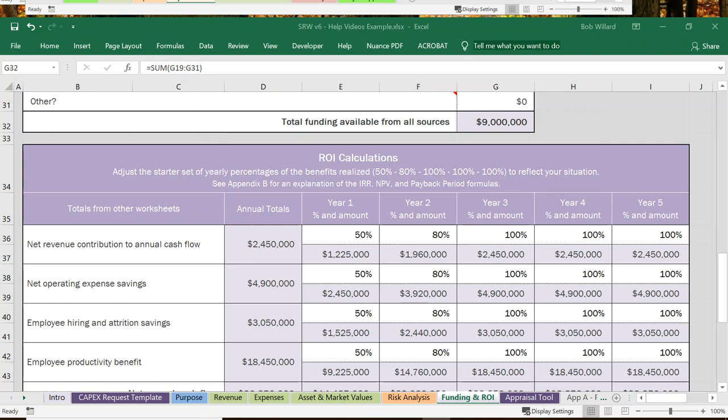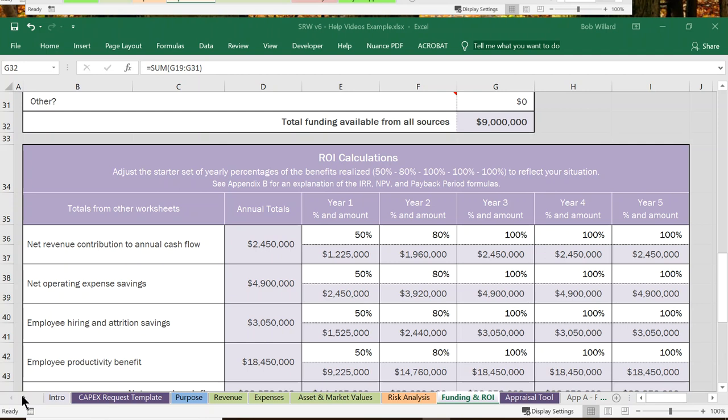Also, there's a built-in assumption that 50% of the benefits are realized in the first year, 80% in the second year, 100% in years 3, 4, and 5. If you want to change those assumptions to something different, just overwrite those formulas in those cells. You'll notice there are quite a number of purple cells here. That means you don't have to figure them out, they're done for you. If you want to understand the formulas in the calculation cells, Appendix D, the ROI calculations, explains them.